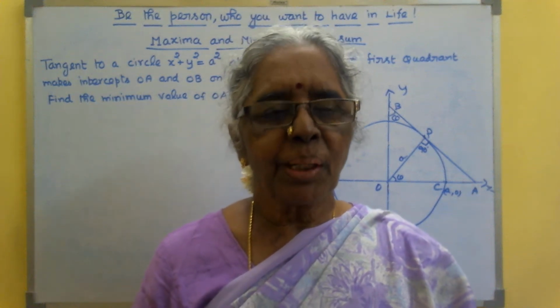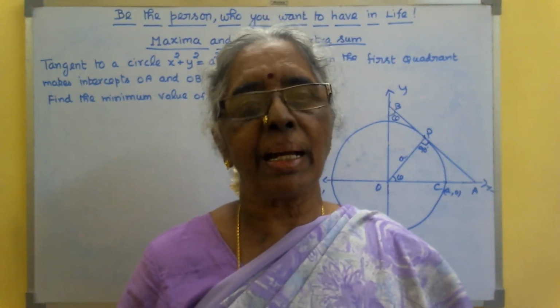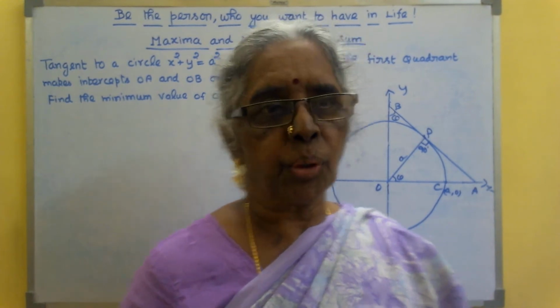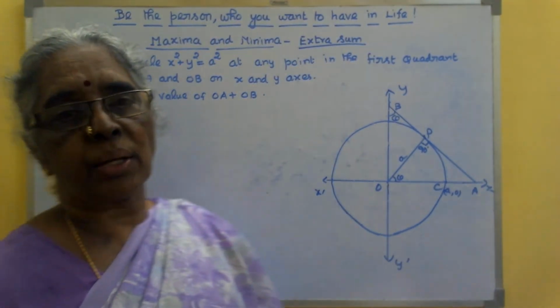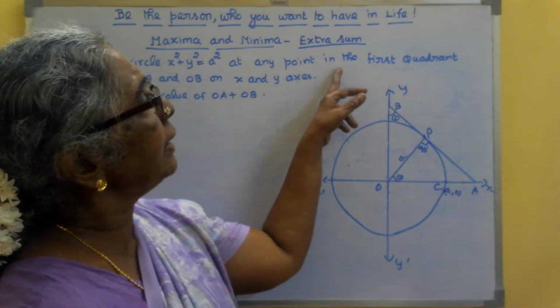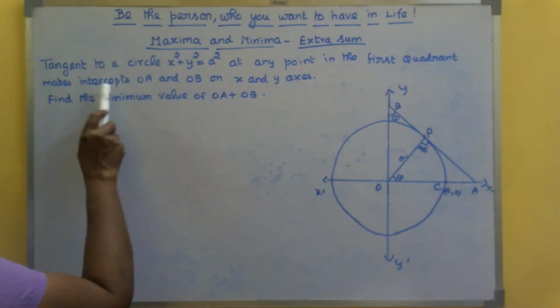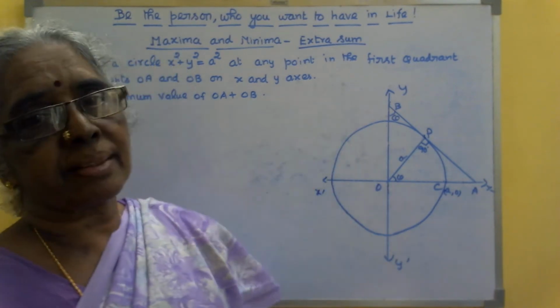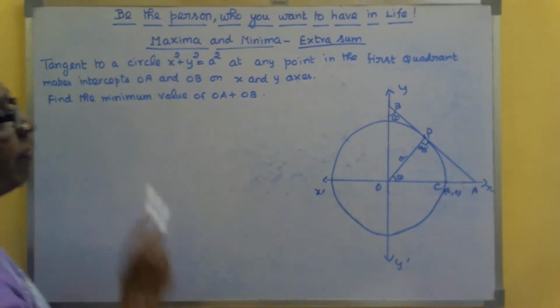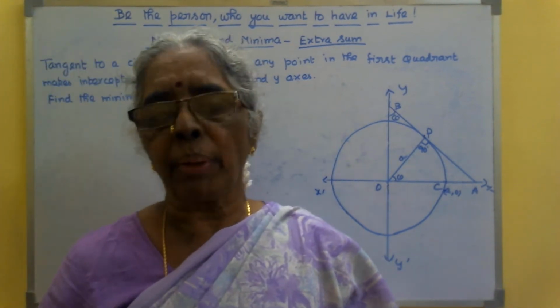Good day everyone. Today let us see one extra sum in Maxima and Minima. Let me read that sum to you. Tangent to a circle x squared plus y squared is equal to a squared at any point in the first quadrant makes intercepts OA and OB on x and y axis. Find the minimum value of OA plus OB.